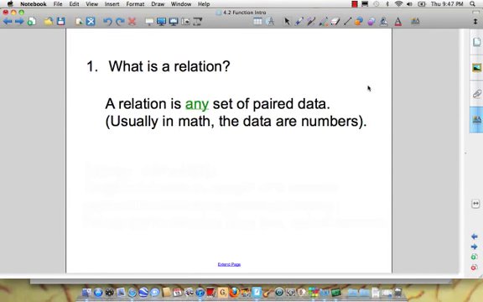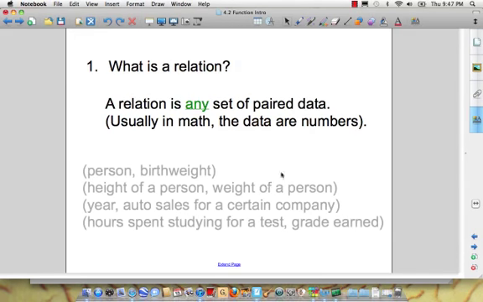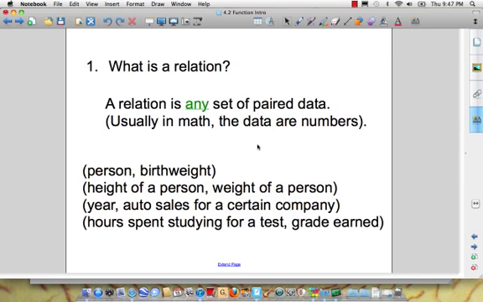So in mathematics, a relation is any set of paired data. Usually, of course, we'll be looking at things that involve numbers. So here's some examples. You could look at the relation of person to their birth weight. Each person weighed something when they were born. You could look at height of a person, weight of a person. So you could take a room full of people and make paired data out of each person's height and their weight. An auto company might look at the relation of year to auto sales.